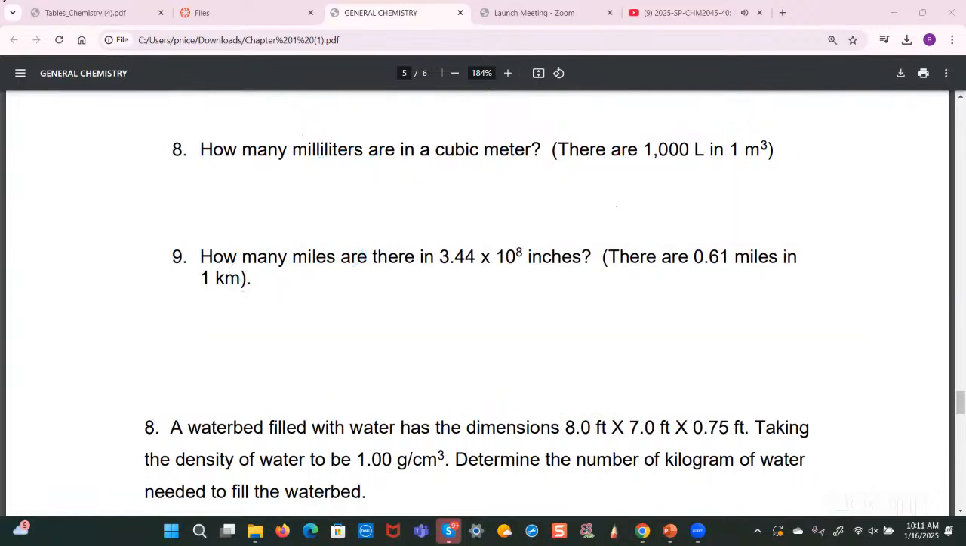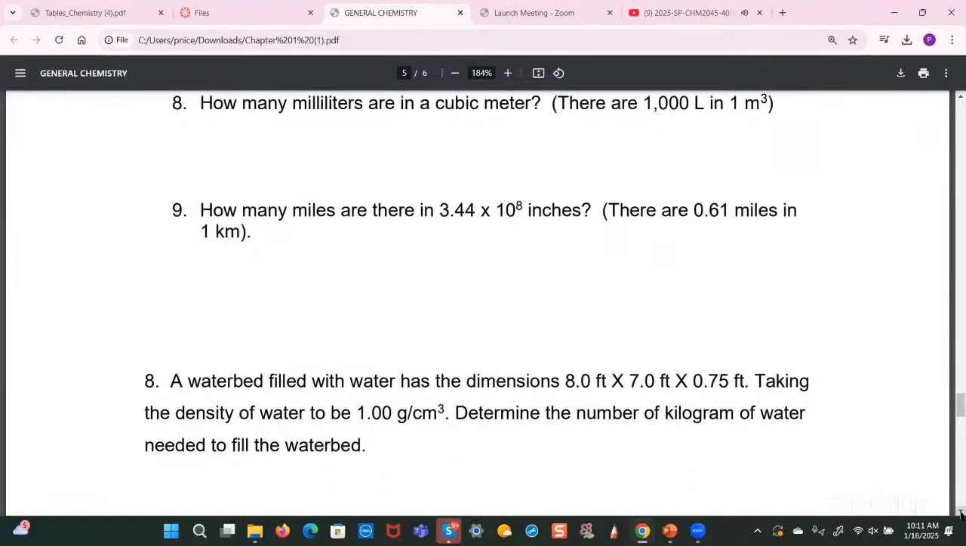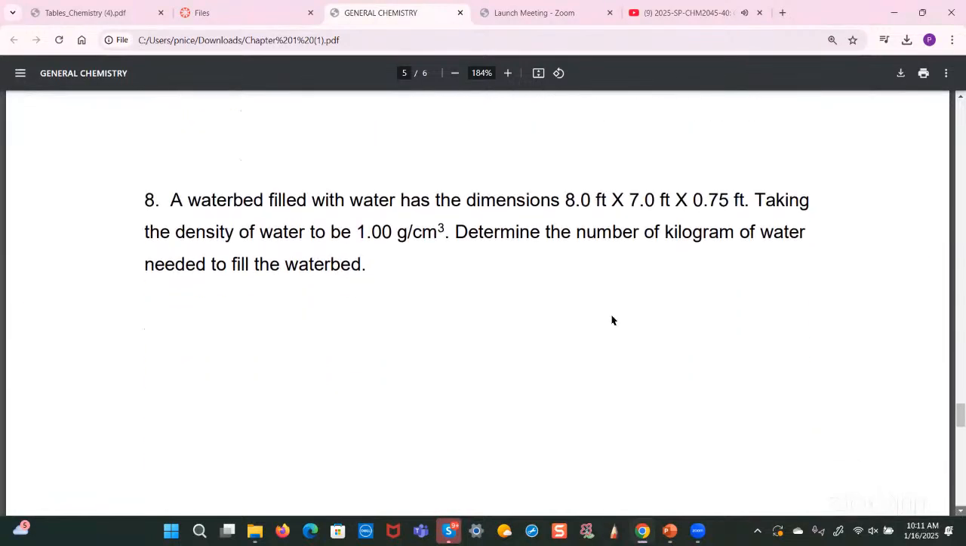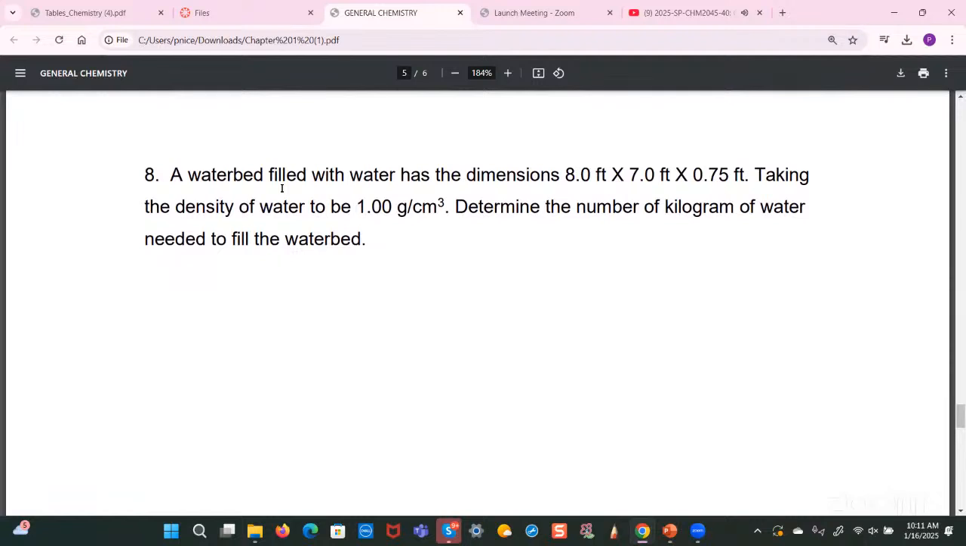Let me scroll down. Okay, now this one is interesting. It says a waterbed is filled with water and it has the dimensions that you're given. And you're given the density of water. So the question is asking, determine the kilograms of water needed to fill the waterbed, right? So this is a density question.